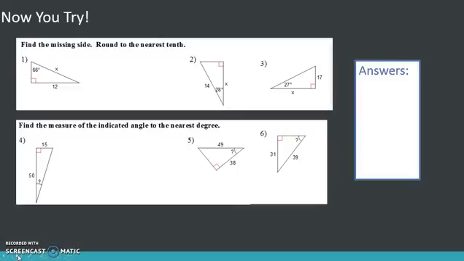Now you try. Go ahead and pause the video and try to do these problems. When you're done, hit play and the answers will pop up.